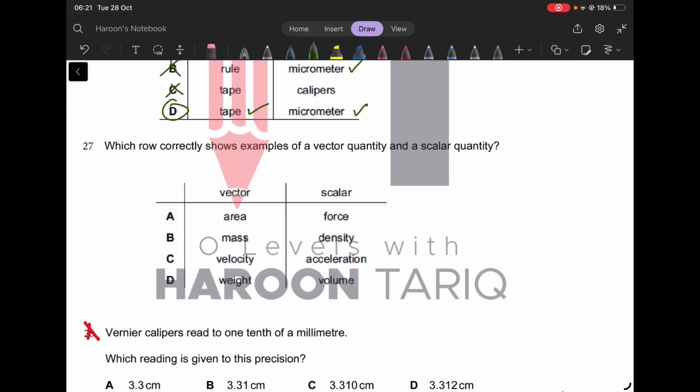Which row correctly shows examples of vector quantity and scalar? For vector, area no, mass no, velocity yes, and weight yes. Now for scalar, A and B are already out. We'll just cancel them out directly. For C, acceleration is actually a vector quantity, so we'll cancel it out. And D is the actual answer. Volume would be scalar. D is the answer.